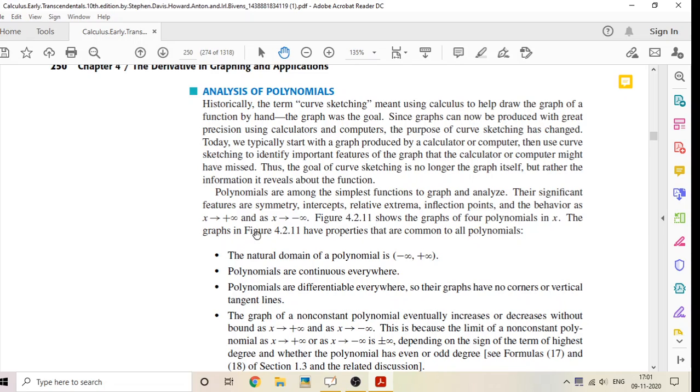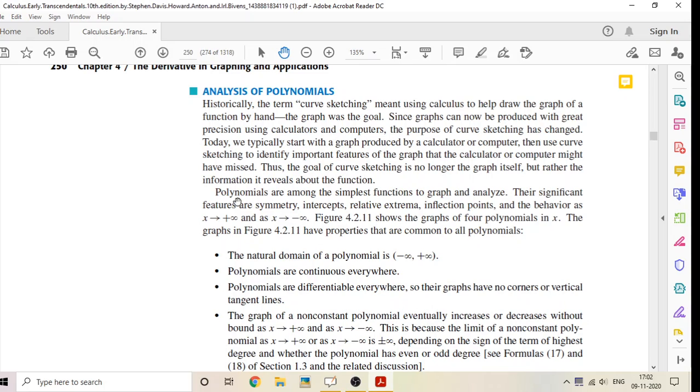So now we will be looking at how to sketch a polynomial. Because the graph of polynomials is comparatively easier. So first we'll start with the graph of polynomials, then we will move on to the rational functions. Before moving into the curve sketching, we will look at some of the properties that every polynomial satisfies, and we will use these properties in sketching the curve.